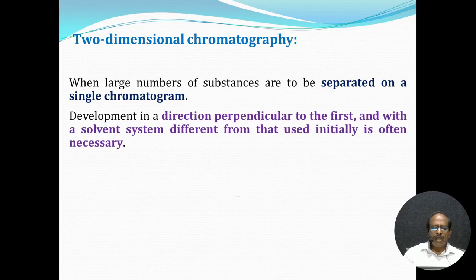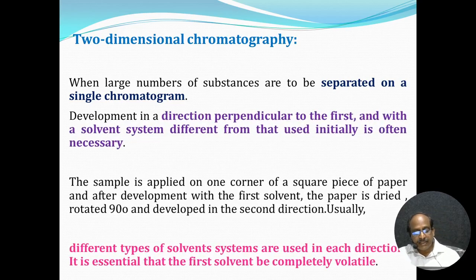The second one is two-dimensional chromatography. What is two-dimensional? When a large number of substances are to be separated on a single chromatogram, a large number of substances means not just 3 or 4, but more than 10, ten and above. Our substances are separated on a single chromatogram, just like our colors.